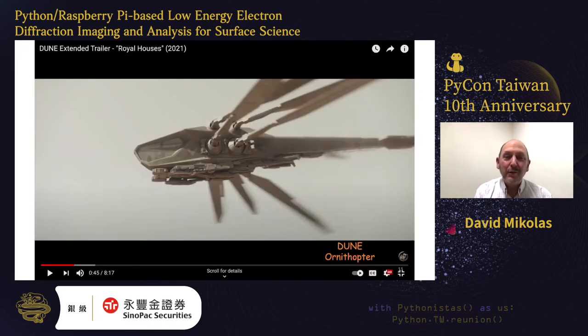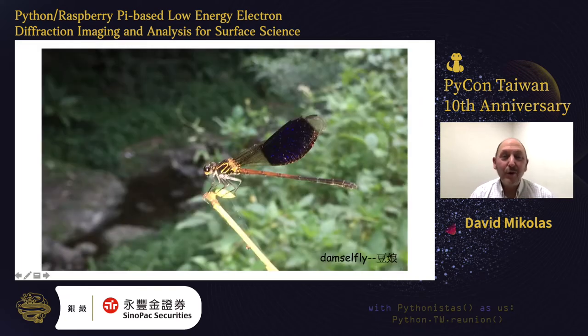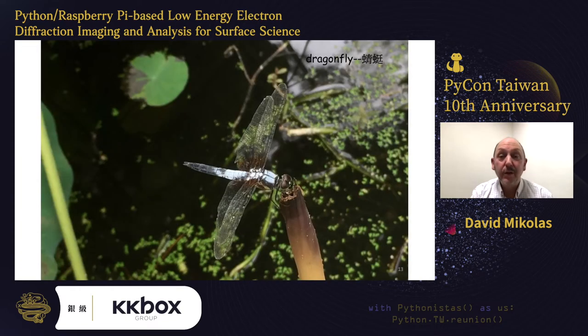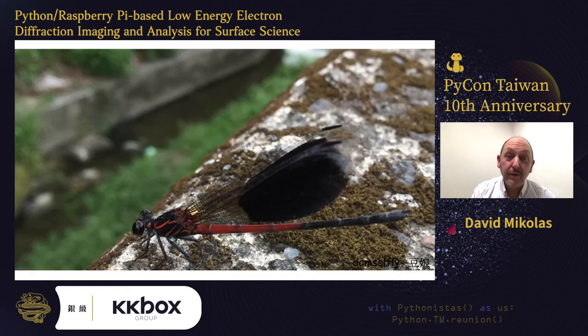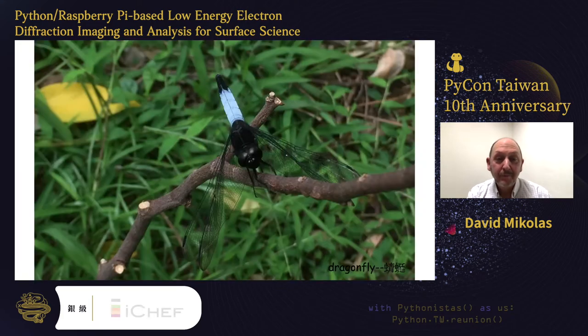Okay, I'll diverge for a second. The movie Dune is just coming out. I've been waiting 50 years for this movie. This is an ornithopter, but in Taiwan, what you have is an awful lot of dragonflies and damselflies, and I love to take pictures of them. So here's just a couple of pictures. These are just taken in Hsinchu, mostly. This is a really big dragonfly and another damselfly.